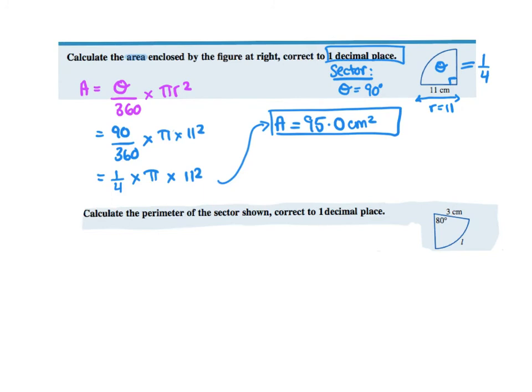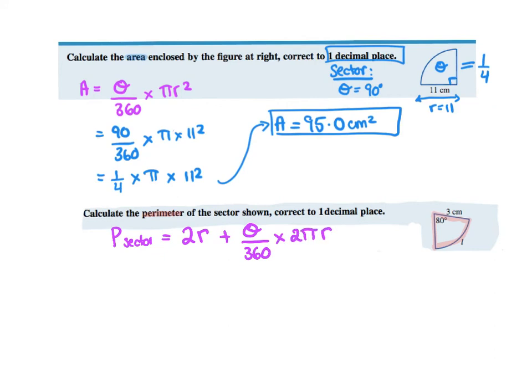All right, looking at the next one, we've got: calculate the perimeter of the sector shown. Remember, we want this whole edging there. First we should write the formula. Perimeter of a sector equals 2r plus how much of the circle we've got times the circumference formula, which is 2 pi r.